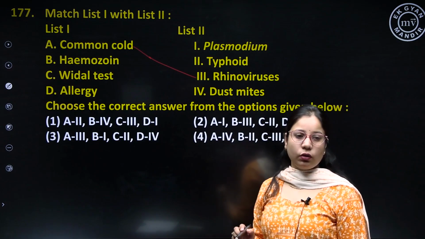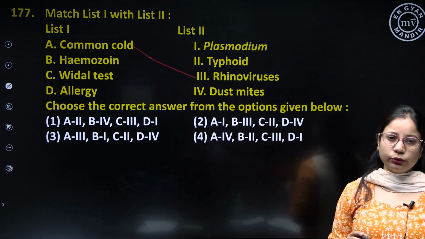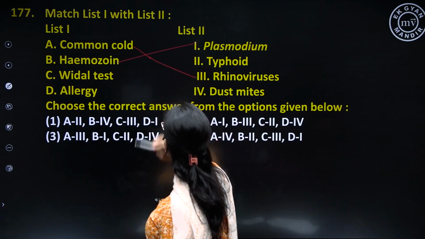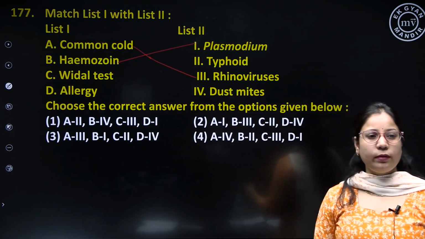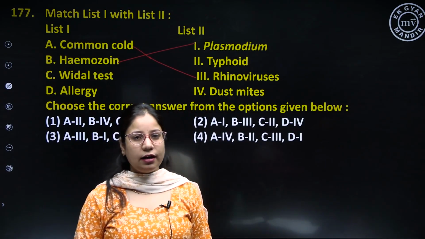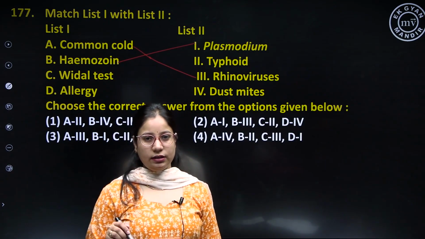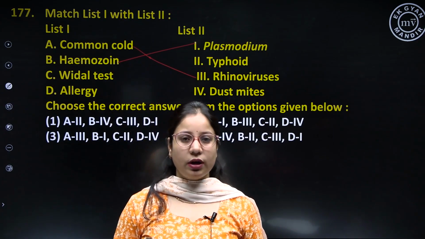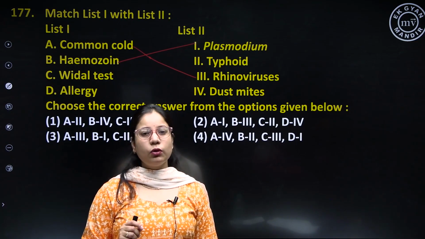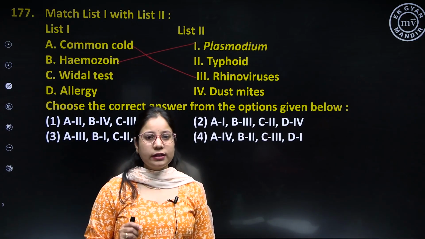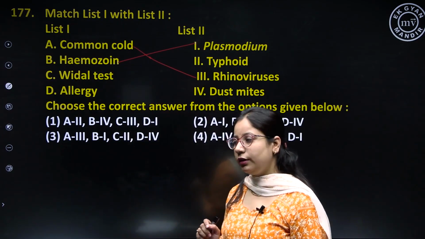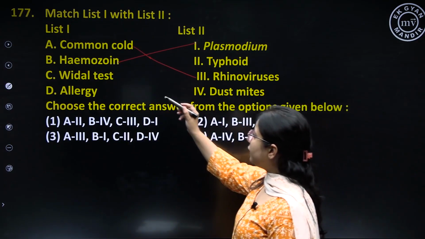Hemozoin is a toxin, it is produced in malaria fever, and it is produced by a protozoa known as plasmodium. That is, when protozoa plasmodium divides and multiplies itself inside the RBCs, and when the RBCs burst, they release this toxin which is known as hemozoin, and hemozoin is responsible for chills and rigor in a malaria infected patient. Then we have Vidal test.